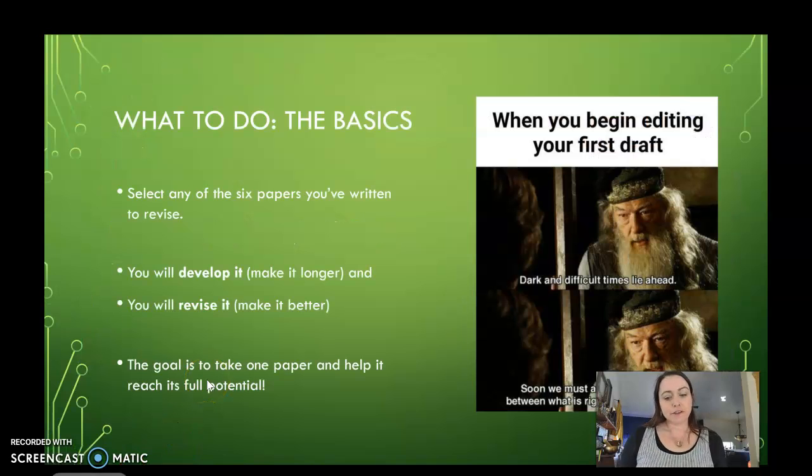Just like you did with the first revision, you can select any of the 6 papers we have written so far to revise. Then you will develop that paper by making it longer. Then you will revise it by making it better. The goal is to take one paper and help it reach its full potential.